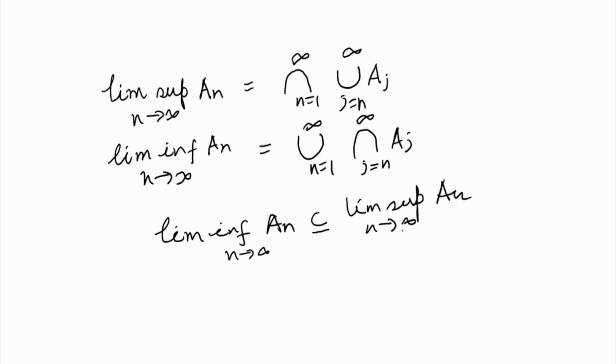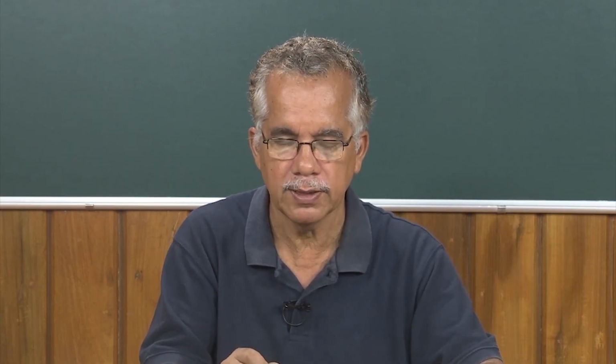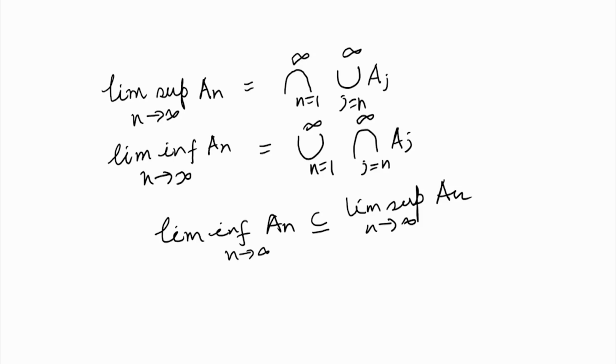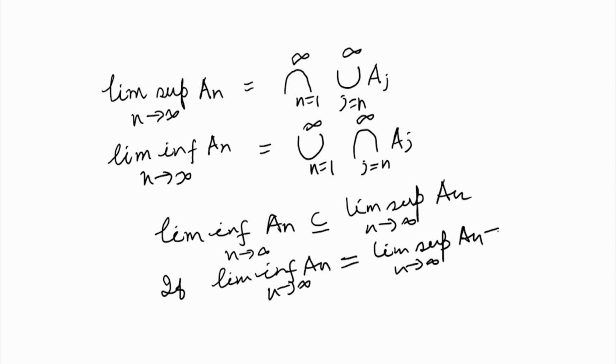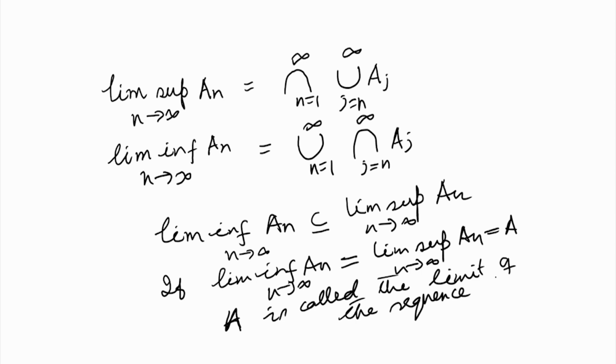And if these two limits are equal, then we say that this sequence A_n has a limit, and that limit is an event, suppose A, given by lim inf of A_n equal to lim sup of A_n is equal to A. That is, if the limit exists, lim inf of A_n as n tends to infinity is equal to lim sup of A_n as n tends to infinity is equal to A. Suppose then A is called the limit of the sequence of events A_n.